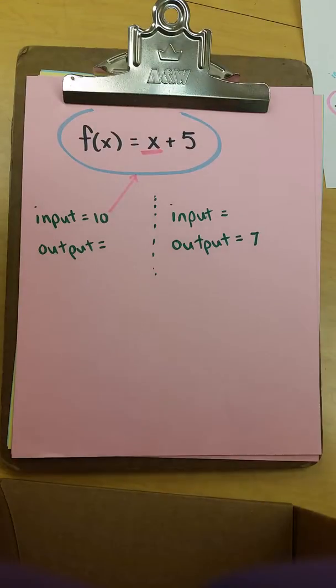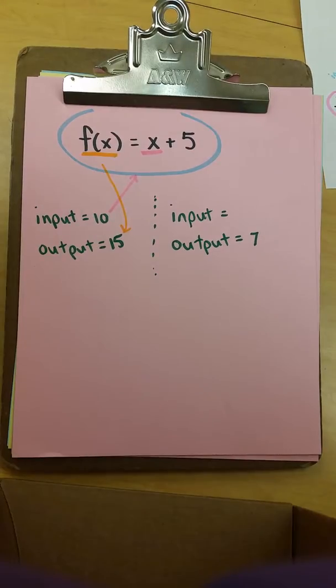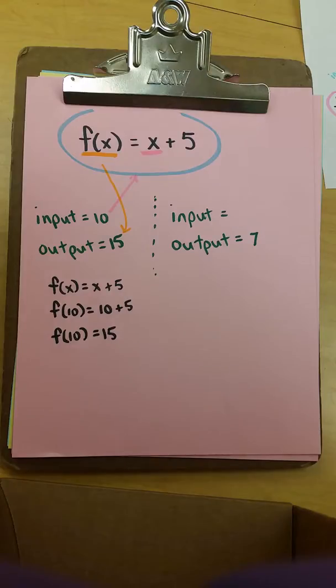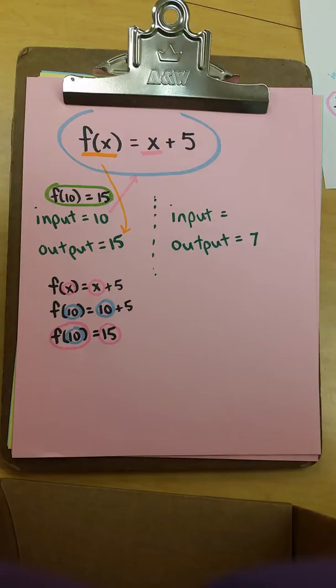If we plug in a 10 for x, 10 plus 5 equals 15. If I wrote out all the steps, it might look like this. Notice how in the first line, before I input a number, we still have x in the window. After we plug in 10, 10 appears in the window. We end up with f of 10 equals 15, which means when the input is 10, the output is 15. This is a very quick and easy way to write all of this.